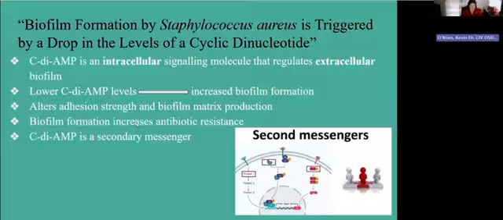Biofilm formation increases antibiotic resistance. Antibiotics can't target through the biofilm. It has reduced metabolism, and it is adaptive in this Staphylococcus.